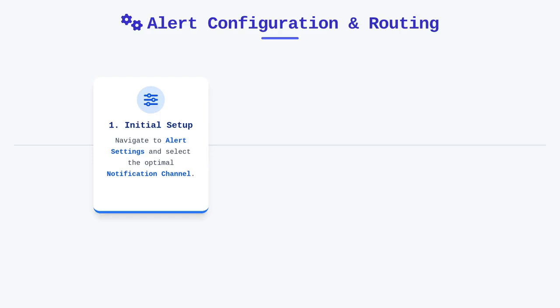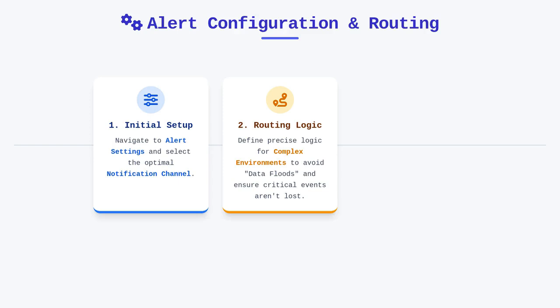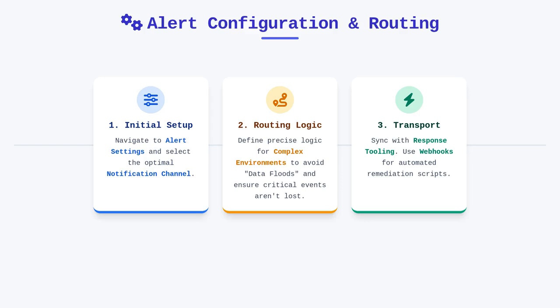Configuration involves navigating to the alert settings and selecting the desired notification channel. You must carefully define the routing logic, especially if you're working within a complex environment where multiple services share the same infrastructure. If you fail to route these events properly, critical events might be ignored or lost within a flood of non-actionable data. Always ensure that the selected transport mechanism for your subscription is supported by your team's current incident response tooling. For instance, using a webhook to trigger a custom remediation script is a common pattern for managing transient cloud infrastructure issues, provided those scripts are designed to account for the incoming payload structure.